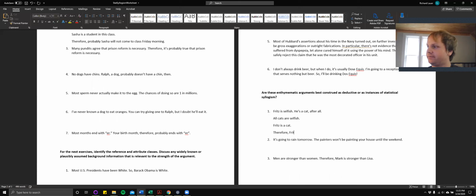therefore Fritz is selfish. And notice that the argument here is not hedging at all. It's in fact saying, look, point blank, it's not probably the case that he's selfish, he's just selfish. And he's a cat after all, right? It's sort of dismissive almost. And so it seems to be saying something about every cat, that all cats are selfish. So if you have to choose between most cats are selfish, Fritz is a cat, therefore Fritz is probably selfish, and all cats are selfish, Fritz is a cat, therefore Fritz is selfish, at least my inclination is to say that the more natural interpretation of this passage is to treat it as if it's a deductive argument and not as a statistical syllogism. So I wouldn't conclude that this one is a statistical syllogism.